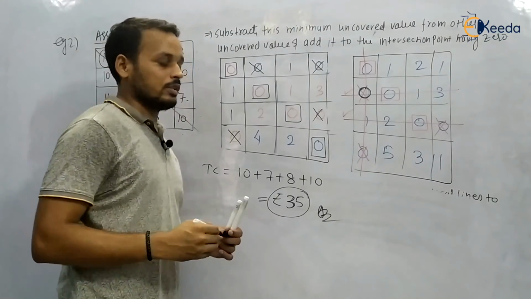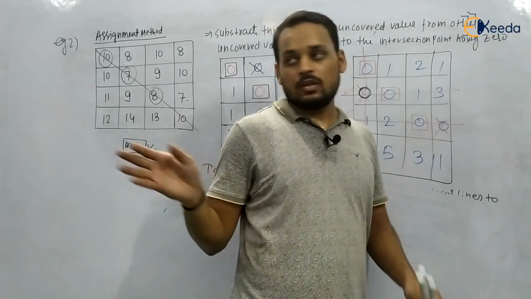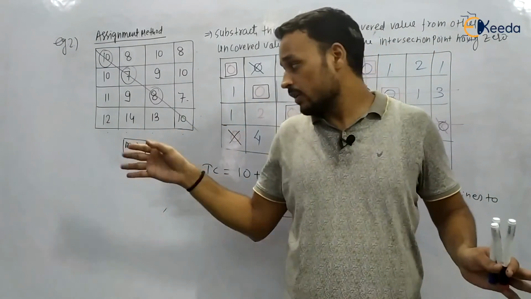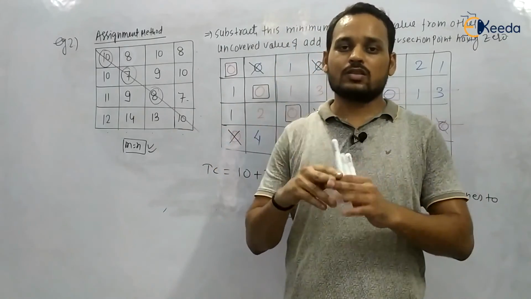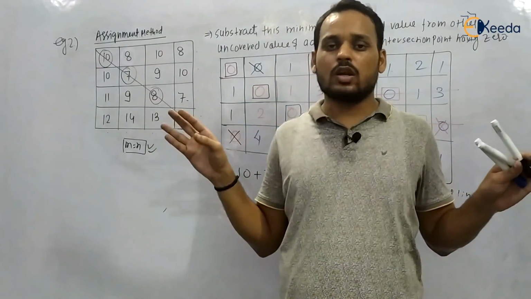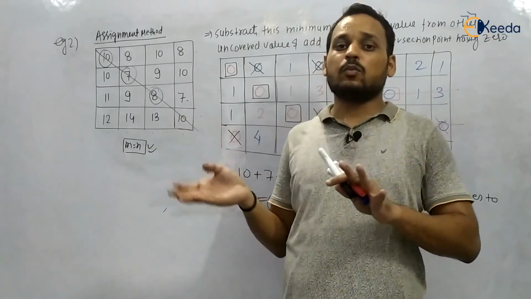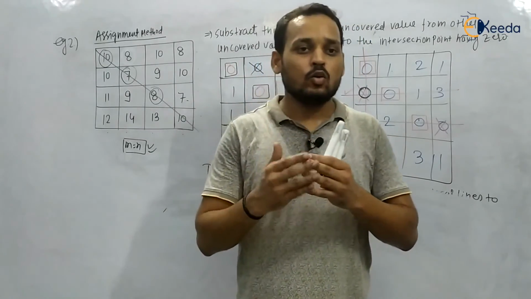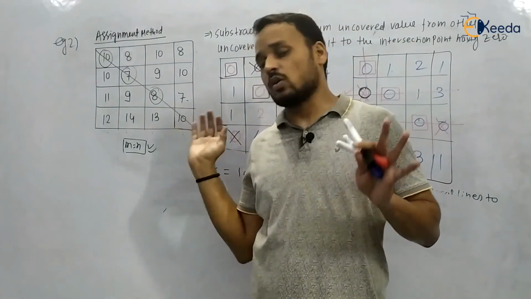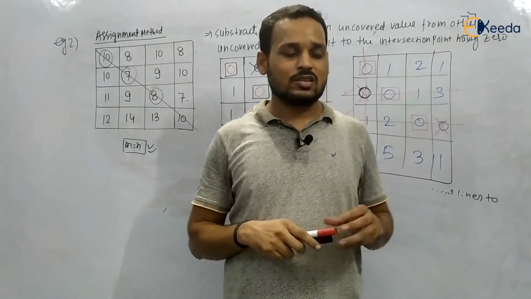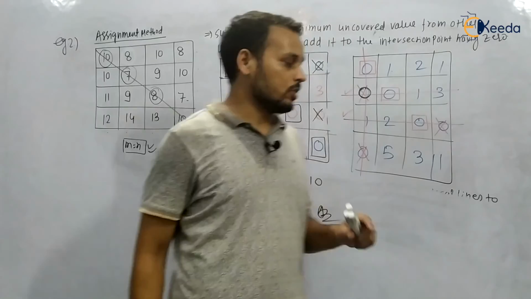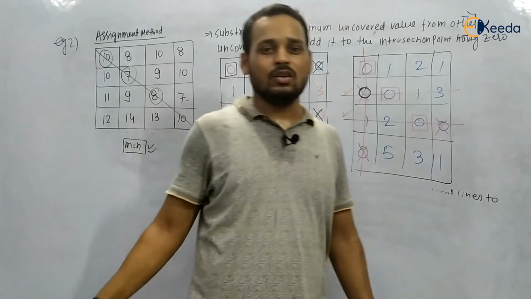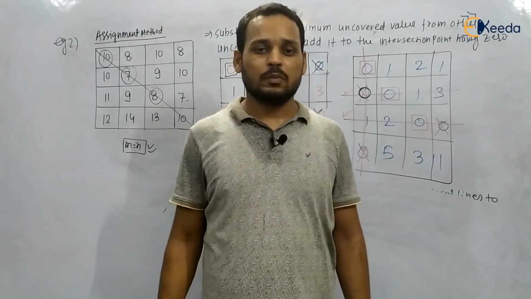So this is all about the assignment method. These two methods are enough. All the previous year GATE or UPSC questions you can solve with these two methods. First is row operation or column operation, any one operation you can apply. If you get stuck, then draw the minimum number of horizontal and vertical lines, look for the minimum uncovered value and do the rest of the operations. It is very simple, so just revise the concepts. This is all about the introduction of the Hungarian method. Thank you.